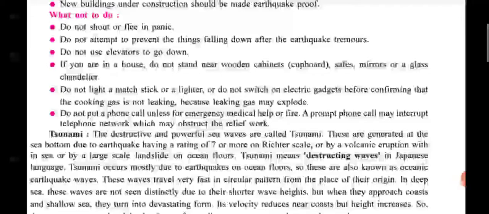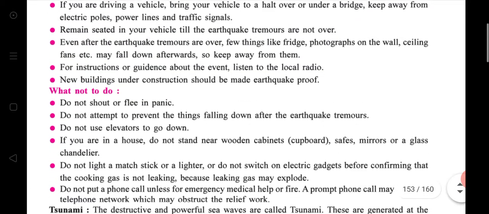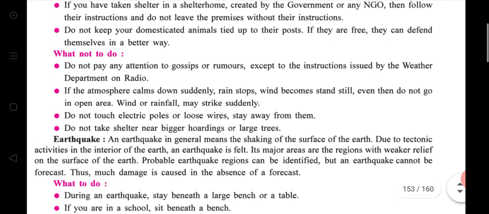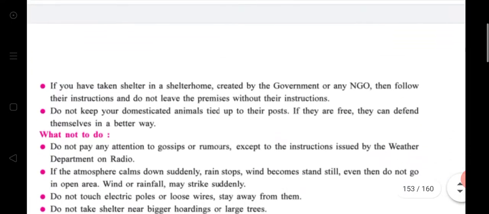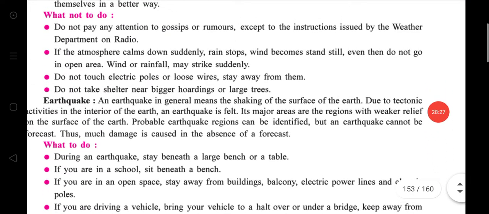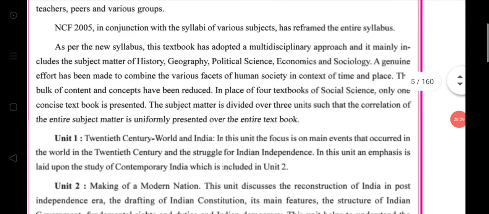In today's homework, you have to write what to do and what not to do, points of flood only, because now your FA is starting, so I don't give you that much homework. Just write what to do and what not to do at the time of floods, and a definition of natural disaster and types of disaster. Okay, so here we end today's lecture.